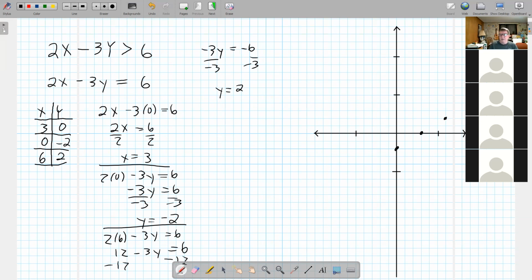Now, I found the points for this equation. But in fact, what I want to graph is this inequality. And that says 2x minus 3y is greater than 6. So it's not equal to 6. Well, if I drew a solid line through those 3 points, that would be where it's equal. But I don't want the solid line. It's not a solid line because it doesn't include equals to. So what am I going to do? I'm going to draw a dotted line through those 3 points. Okay.